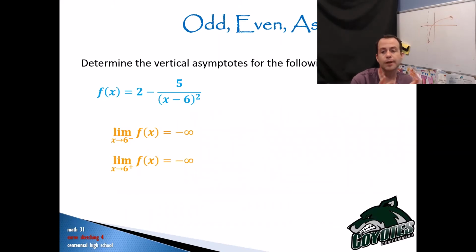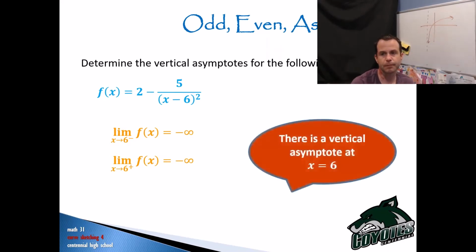Okay. Likewise, 6 on the right is also going down to negative infinity. So 6 on the right would be like 6.1, 6.01, 6.0001. I'm approaching it from the right. All right, so there is a vertical asymptote at x equals 6.